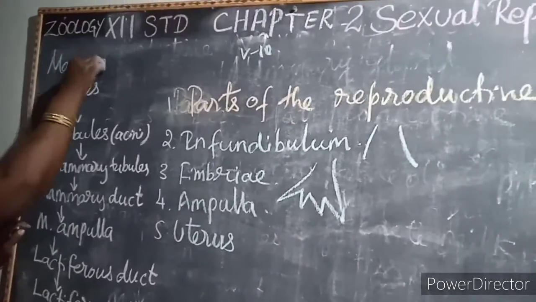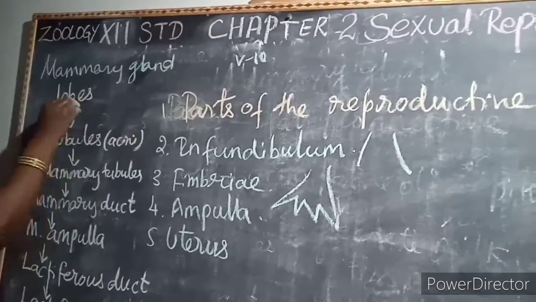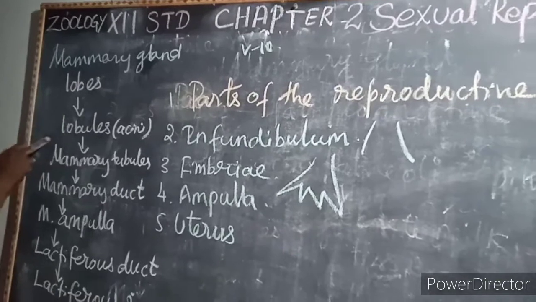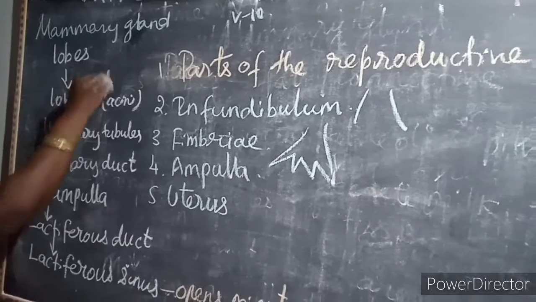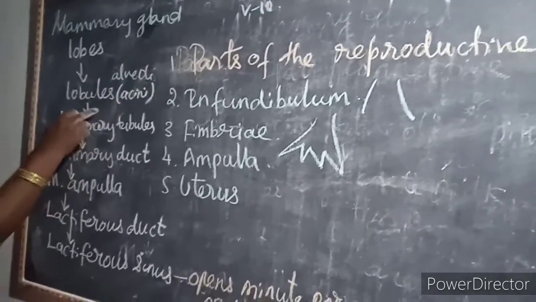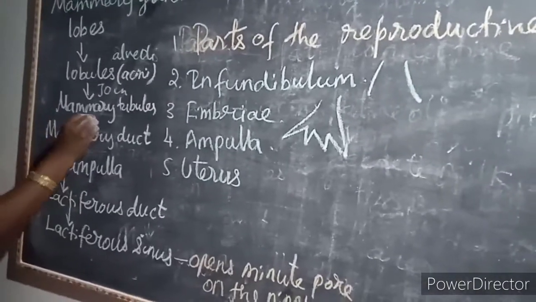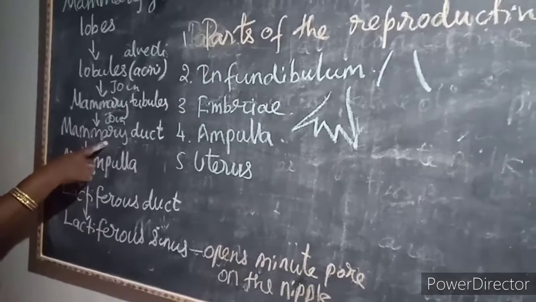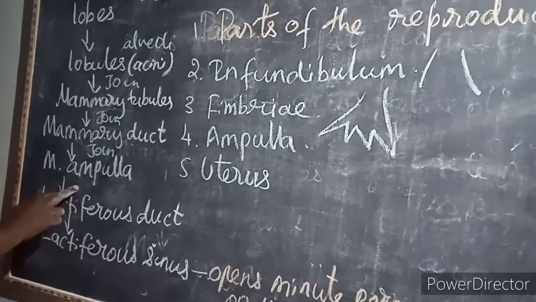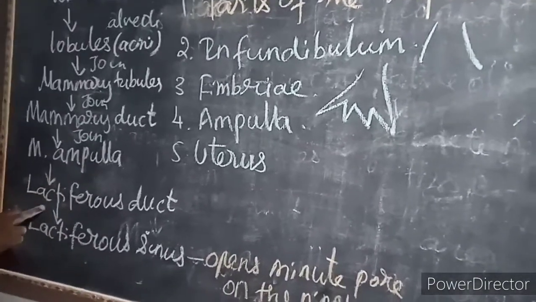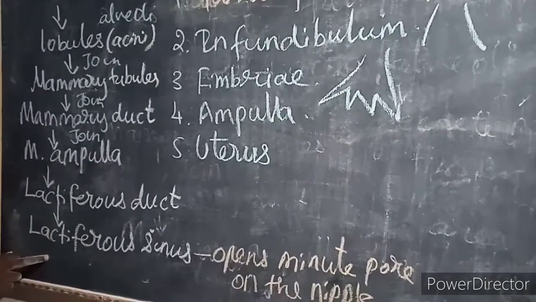This mammary gland is formed of how many lobes? That is 2 to 25 lobes. Then each lobe is formed of a lobulus, which contains acini or alveoli. This alveoli secretes milk. Then the alveoli join to form mammary tubules. These join to form a mammary duct. This mammary duct joins and expands to form a mammary ampulla. This mammary ampulla forms a lactiferous duct. This lactiferous duct expands to form a lactiferous sinus.